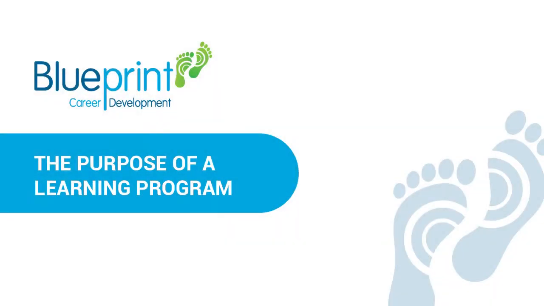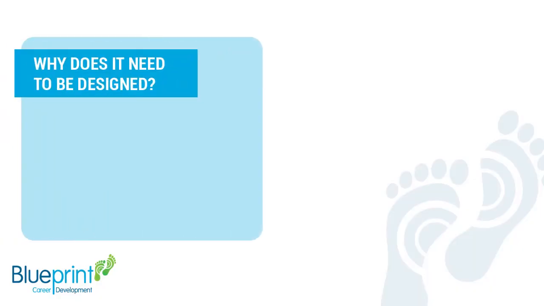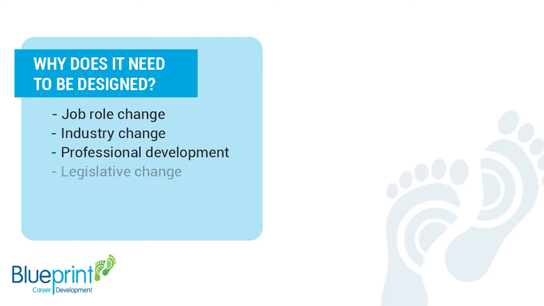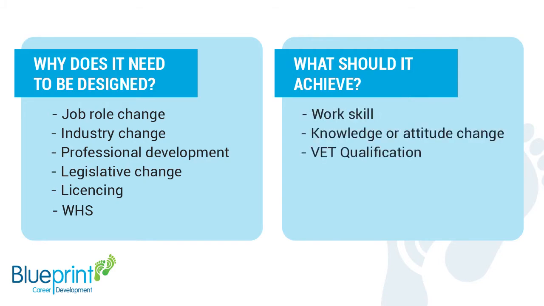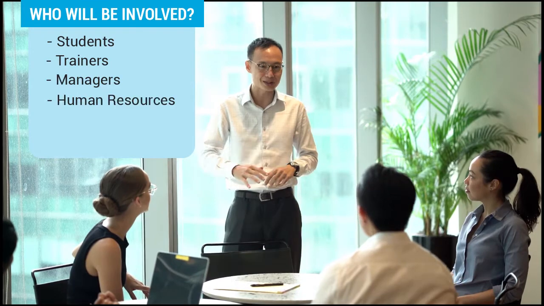The purpose of a learning program is a critical first step. Why does it need to be designed? For example, job role change, industry change, professional development, legislative change, licensing, WHS. What should it achieve? Work skill, knowledge or attitude change, VET qualification. Who will be involved? Students, trainers, managers, human resources, external parties, for example government.